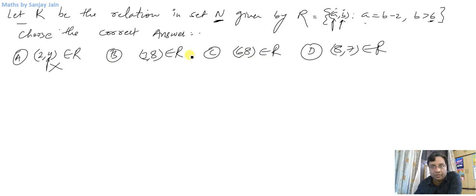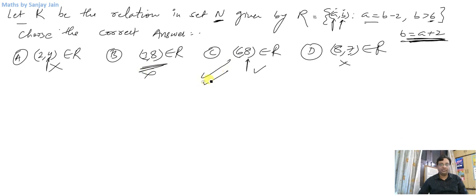And what about the other options? A and B should differ by 2, or I can say B is equal to A plus 2. So whatever is written at the second place, it should be 2 greater than this. So this is what is satisfying this relation R. What about this? This doesn't satisfy, because 7 is 1 lesser than 8. It doesn't satisfy this equation. Similarly, this also doesn't satisfy. So obviously C is the correct option.